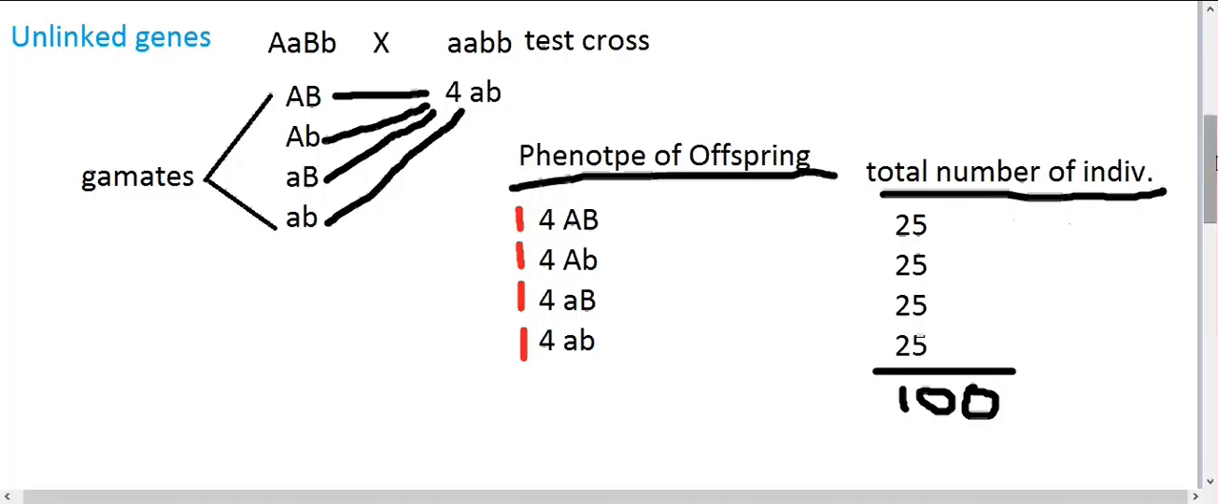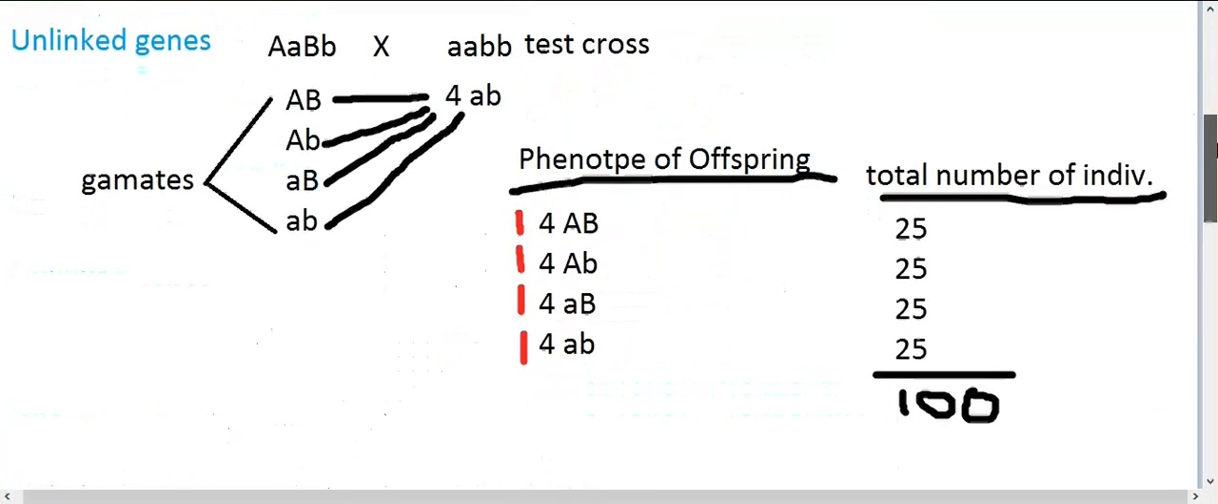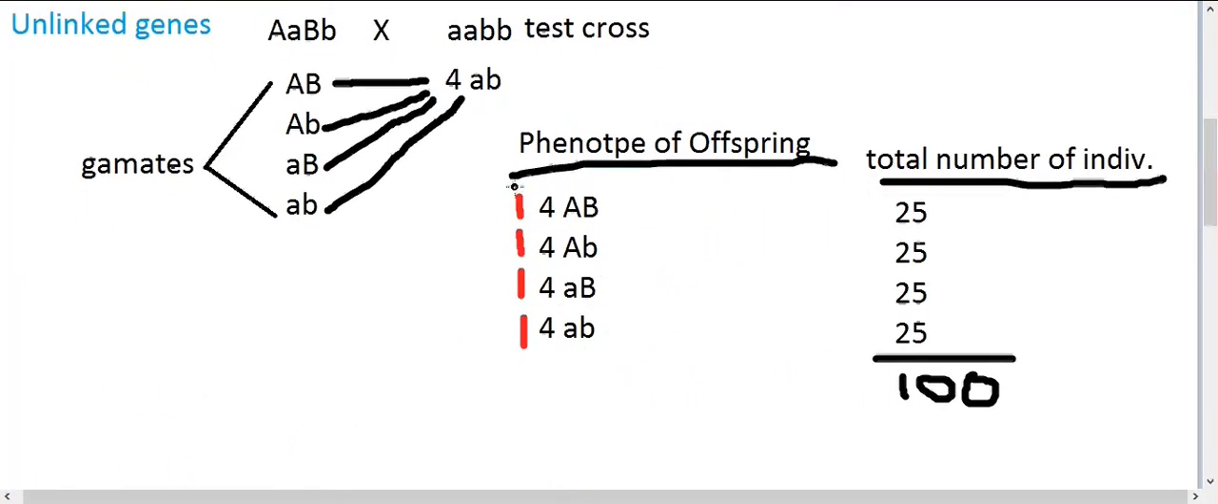So this is basically all unlinked genes. And what we have to do is ask, well, what if the genes were linked? So we look here and say, well, they're non-Mendelian. That means they don't follow Mendelian ratios. So basically it means that we're most likely not going to see these ratios here.